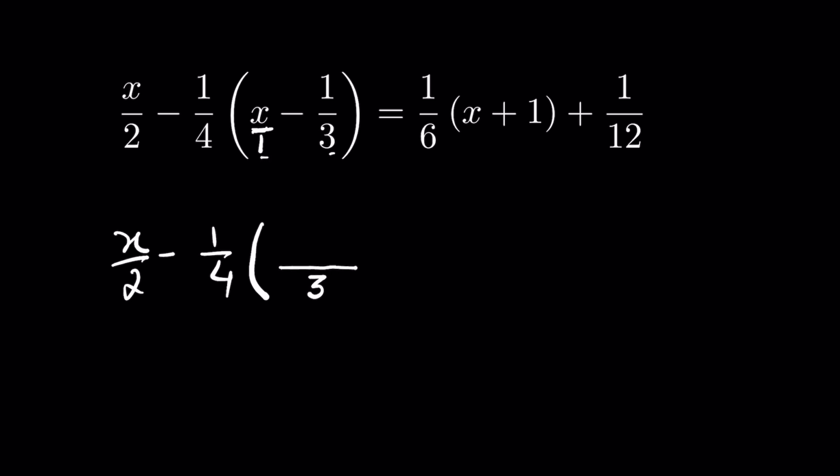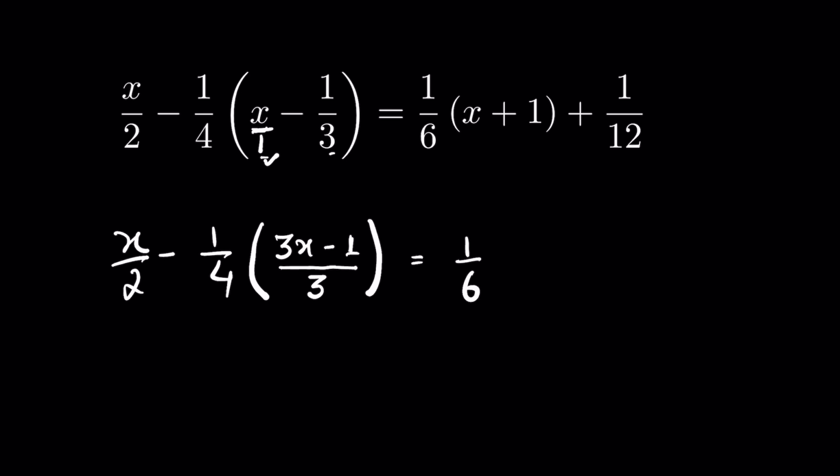LCD of 1 and 3 will be 3. Now 3 divided by 1 is 3 and 3 times x is 3x, minus 3 divided by 3 is 1, and 1 times 1 is 1. So this is like 3x minus 1 is equal to 1 upon 6.